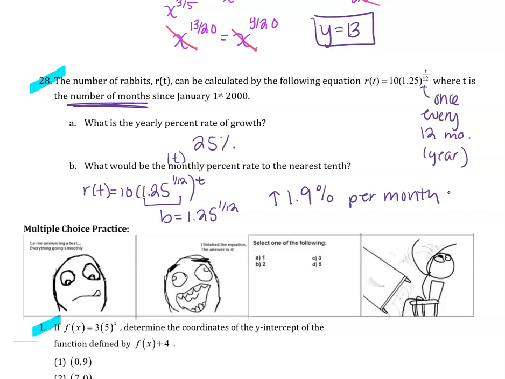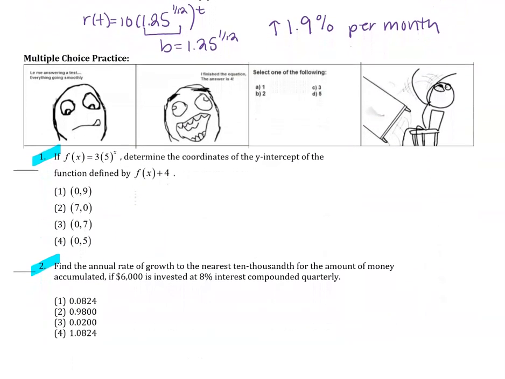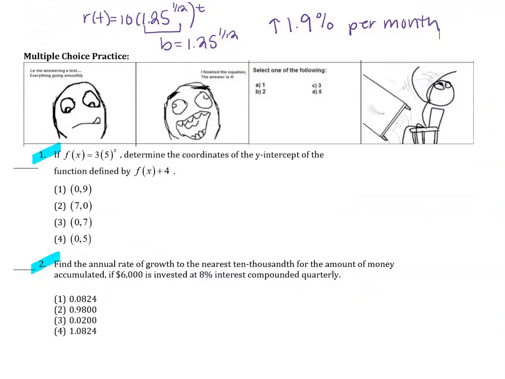month. Okay, almost done. I just got a few little multiple choice questions to talk about. Okay, if f of x is given where it's 3 times 5 to the x, determine the coordinates of the y-intercept if the function is defined as f of x plus 4. So this is just taking the function and shifting it up 4. That's all that's saying.